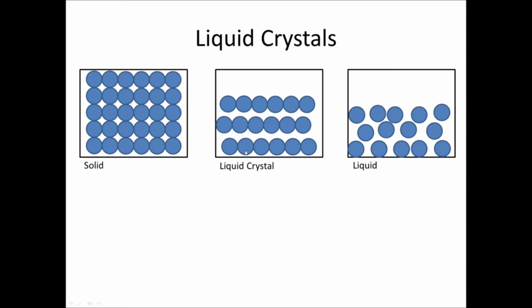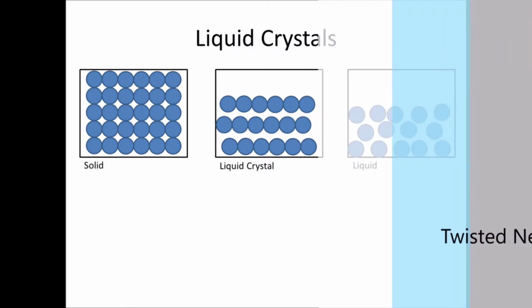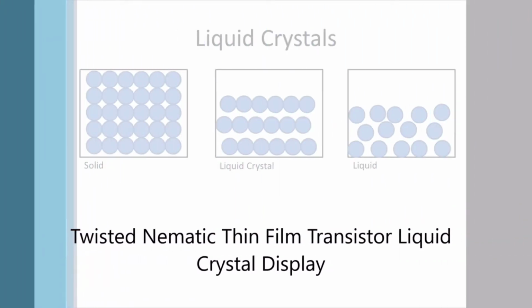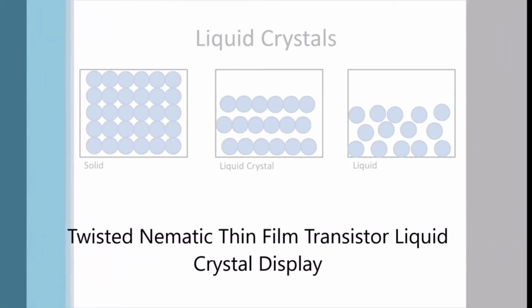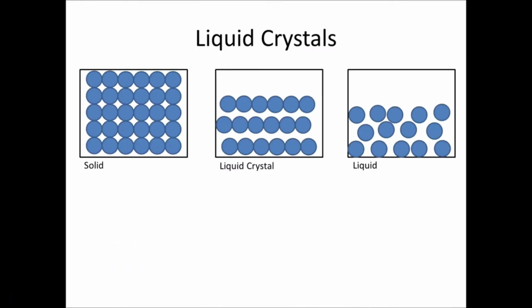The liquid crystals themselves can be polymers, although I haven't shown any polymer liquid crystals today. One of the most common types of LCD is called the twisted nematic thin film transistor liquid crystal display, and in this one the liquid crystals are a mixture of chiral and nematic liquid crystals.